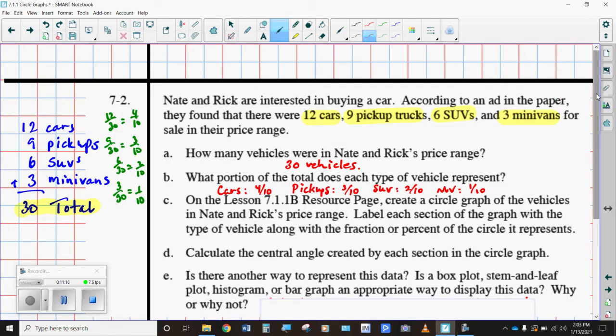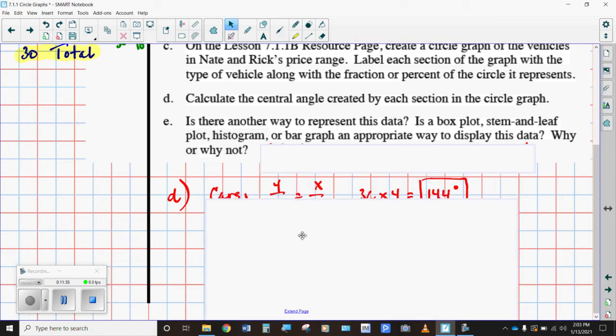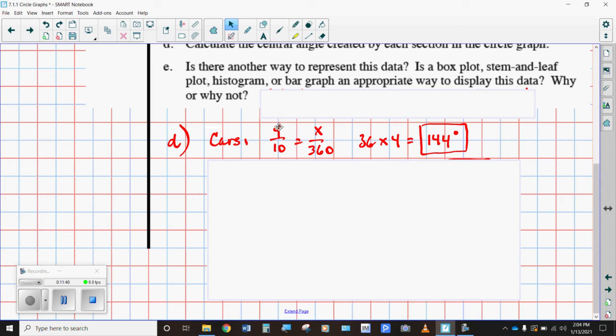Well, that's where proportional reasoning comes into play. So what we're going to do is I'm going to do the first one for you, and I would like for you to do the second, third, and fourth one, okay? We're going to calculate the central angle created by each section in the circle graph. The first one is for cars. So we take our portion, which is 4 out of 10, and we make that equivalent, just like we did last year when we were working with percents. Now we're going to work with degrees.